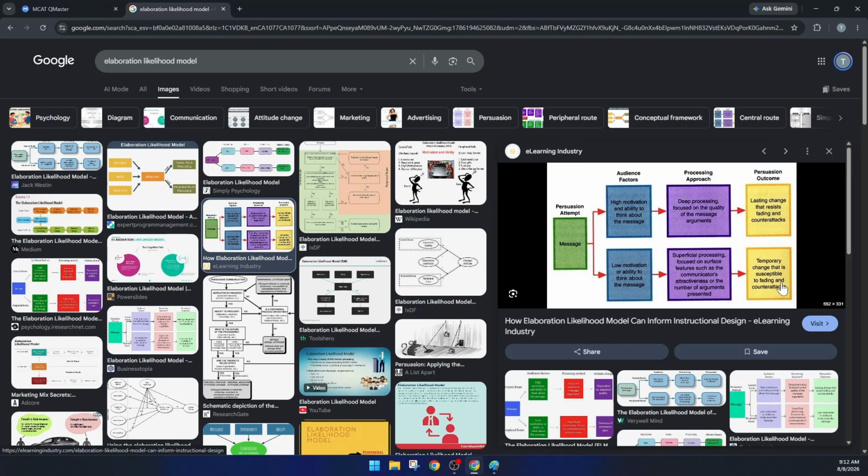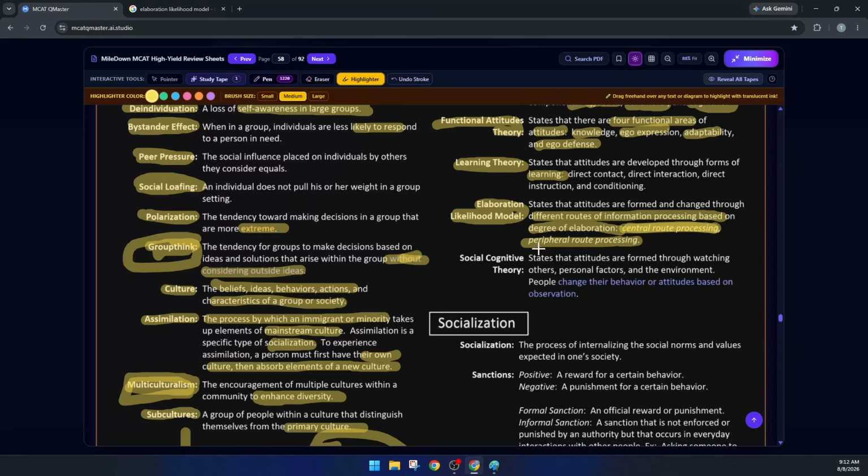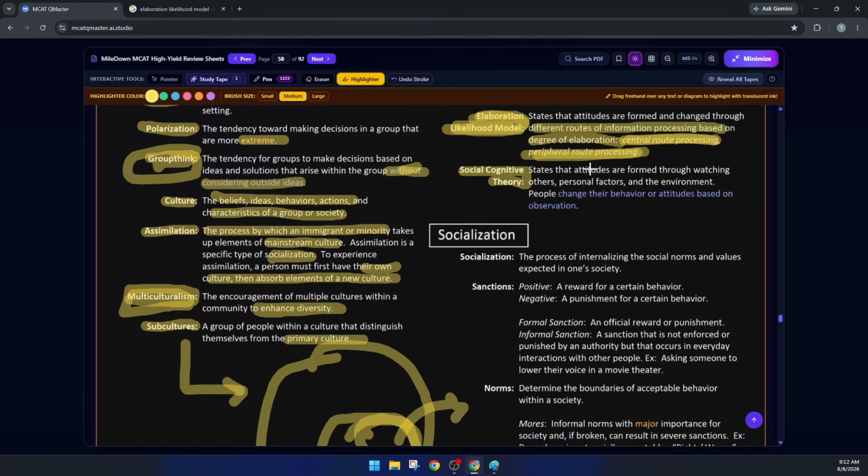So that was cool, but I didn't really think this product might not be good. That's a counterattack. So it's like you haven't really fully convinced someone, right? So that's a peripheral route. So you can go through those 2 routes: central route processing, peripheral route processing. That's elaboration likelihood model. Social cognitive theory states that attitudes are formed through watching other personal factors in the environment. People change their behavior attitudes based on observation.